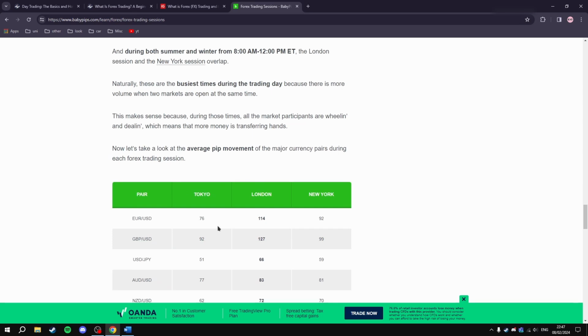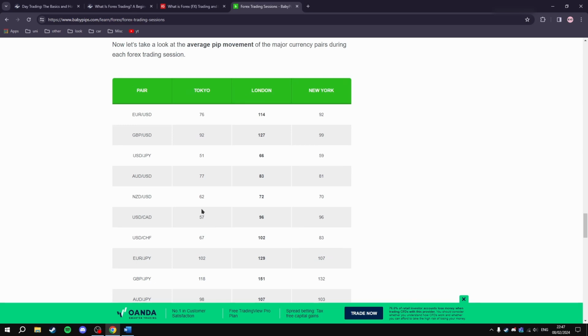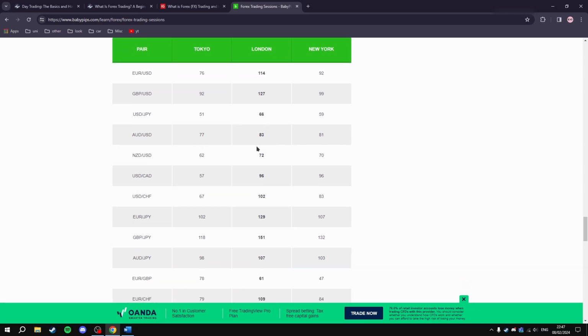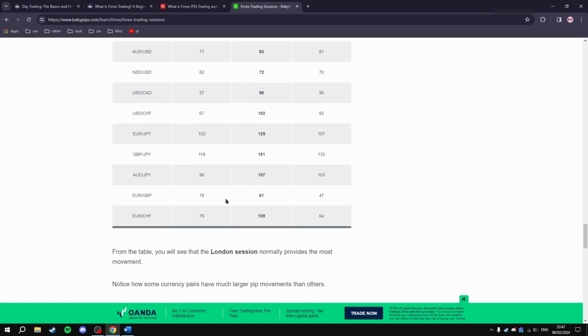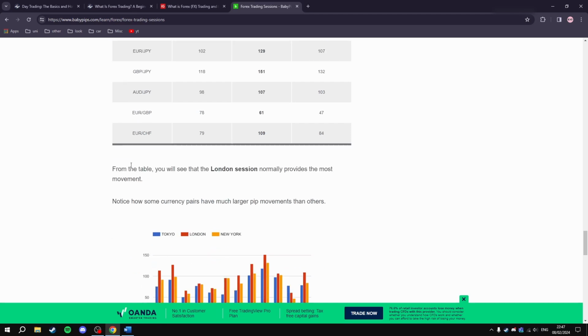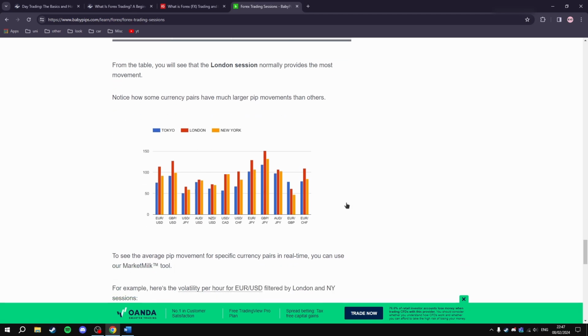Now let's take a look at the average pip movement of the major currency pairs during each Forex trading session. So London is the highest then. Looks like JPY. From the table you'll see that London session normally provides the most movement. Notice how some currency pairs have much larger pip movements than the others. So GBP/JPY, very high pip movement.